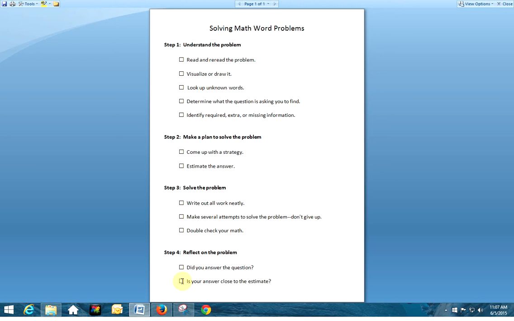Is your answer close to the estimate? Remember, you took your estimate up in step 2. If your answer is close to your estimate, great, you're done. If not, then you need to go back through the steps again and rework the problem. But most important, don't give up.